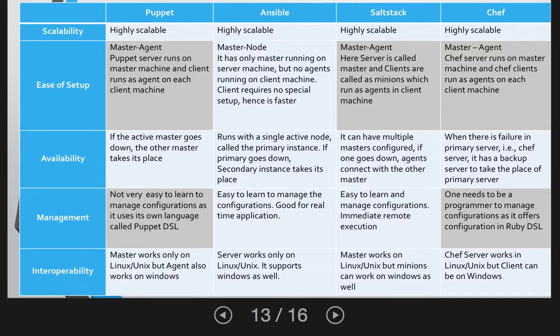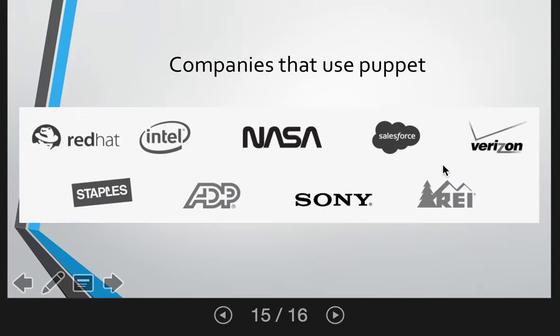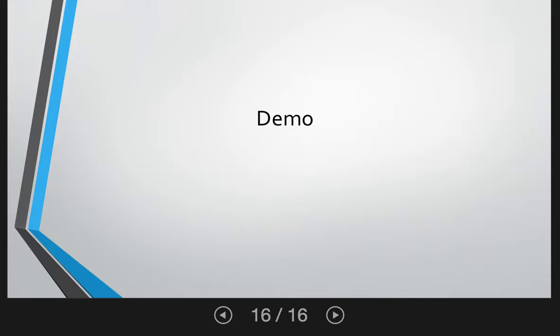So everything else is basically the same. It's highly scalable, available, and interoperable. This is a comparison of the GitHub stats of various configuration management tools. As you can see by the releases, Puppet and Chef are more mature and stable tools. These are the companies that use Puppet for configuration management. And let's now see a demo for Puppet, installing iTrust and deploying it. Thank you.